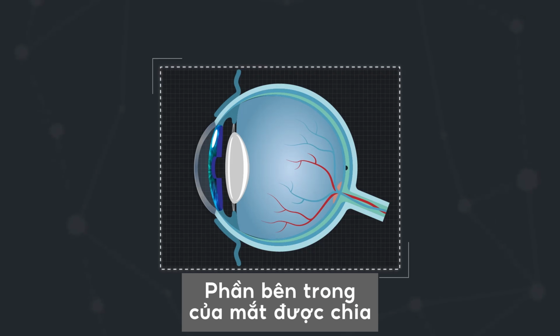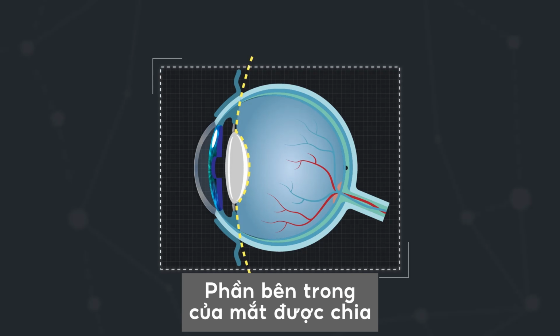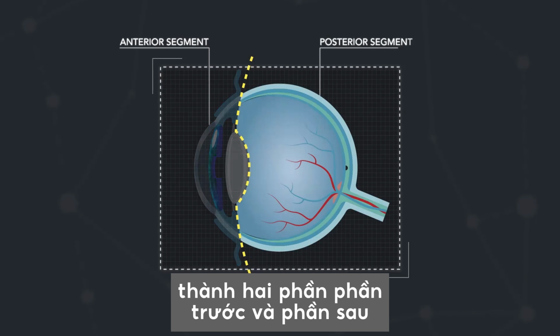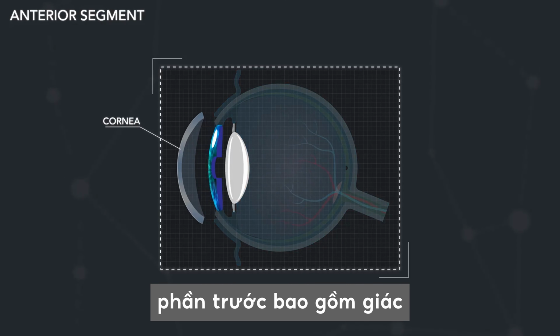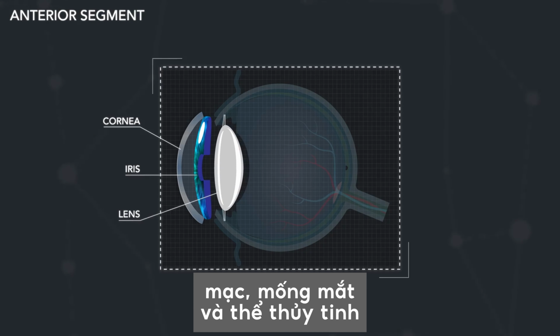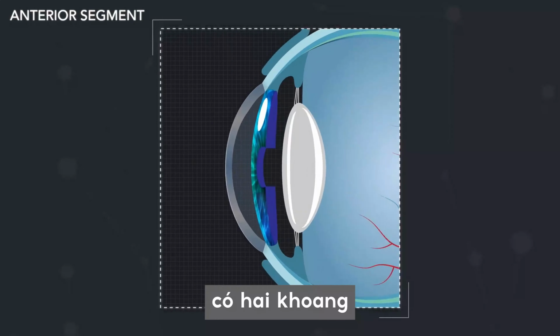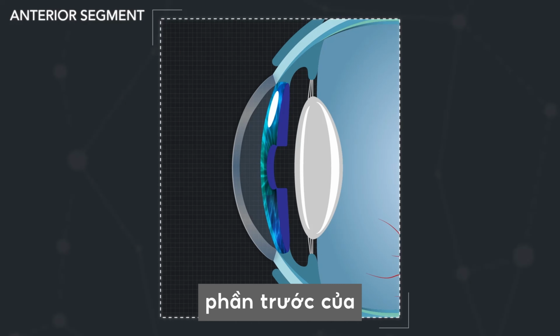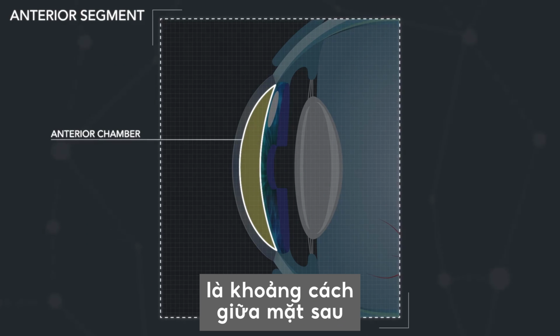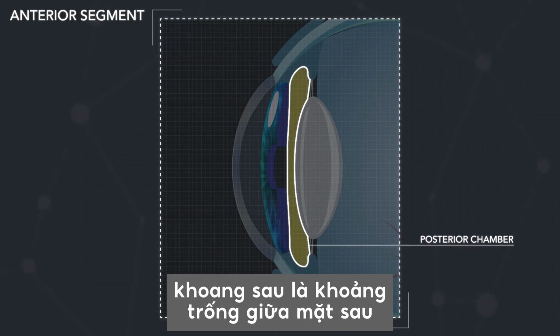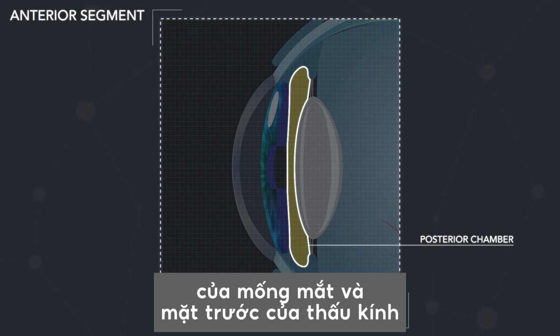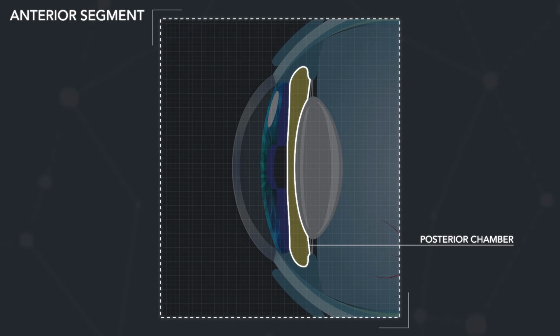The interior of the eye is divided into two portions, the anterior segment and the posterior segment. The anterior segment includes the cornea, the iris, and the lens. There are two spaces, or chambers, in the anterior segment of the eye. The anterior chamber is the space between the back surface of the cornea and the front of the iris. The posterior chamber is the space between the back surface of the iris and the front of the lens.